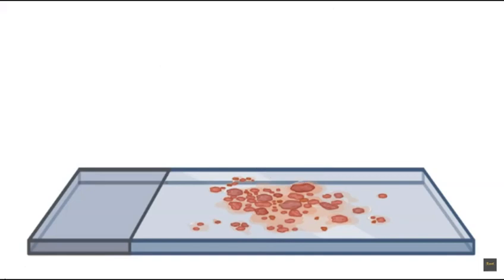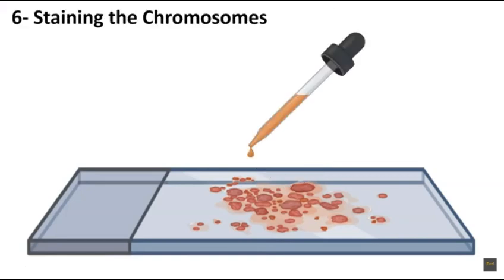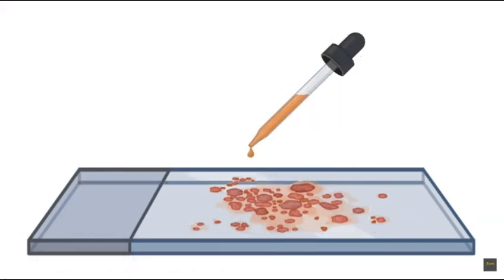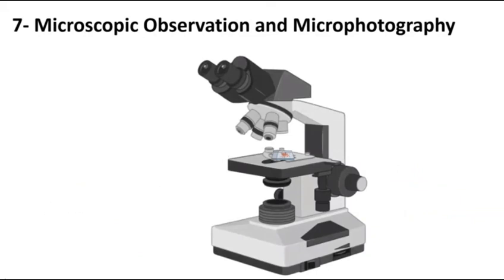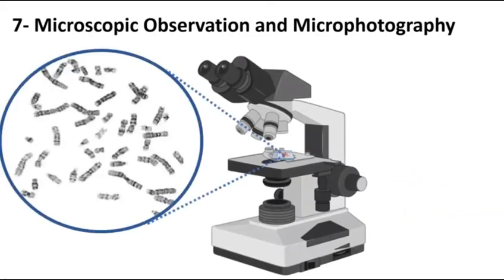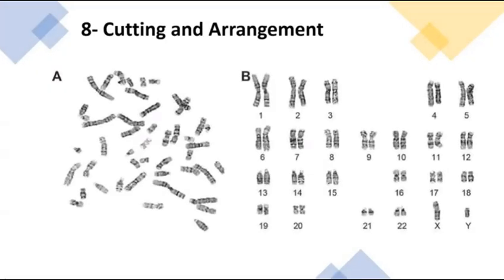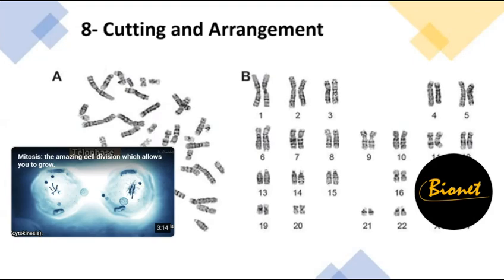The sixth step is staining the chromosomes. Chromosomes are naturally colorless. In order to tell one chromosome from another, a special dye called Giemsa dye is applied to the slide. The final step is cutting and arrangement. Once chromosomes are stained, the slide is put under the microscope for analysis. A picture is then taken of the chromosomes. By the end of the analysis, the total number of chromosomes will be determined and the chromosomes arranged.